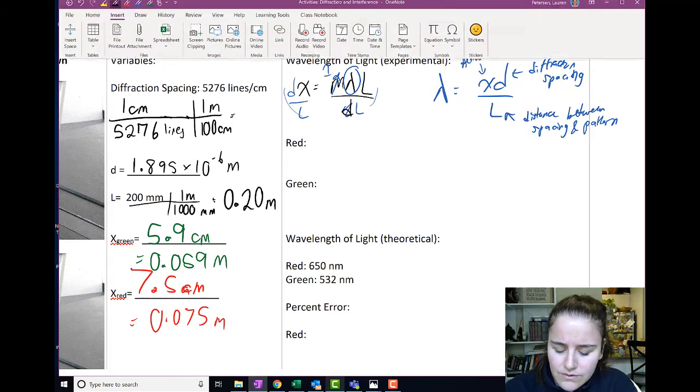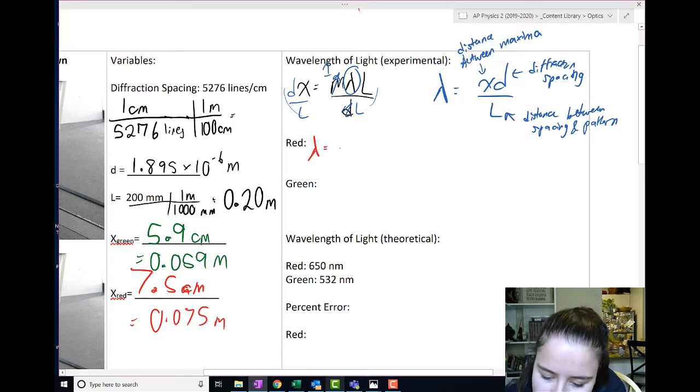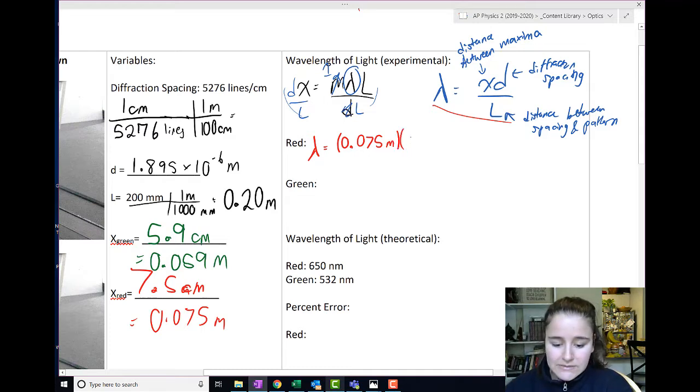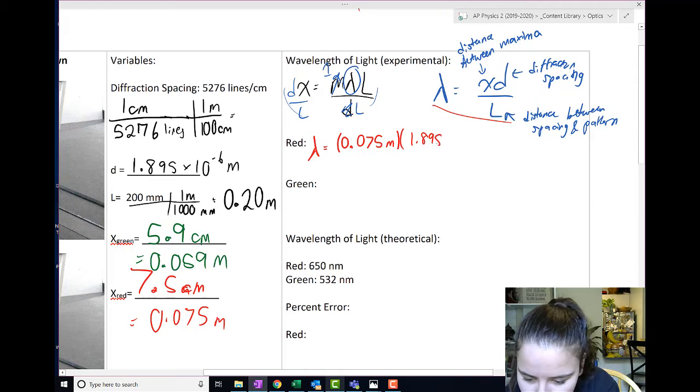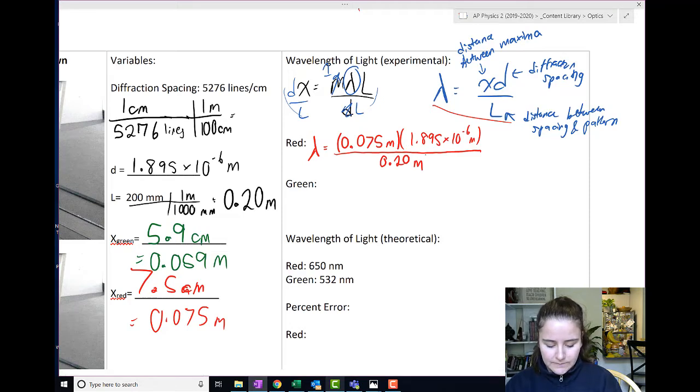Okay, so first for our red, I'll solve it out in red. The wavelength of the red light, again, we're using this equation, will be the distance between the maxima, 0.075 meters, times the diffraction spacing, 1.895 times 10 to the negative 6 meters, divided by L, the distance between the spacing and pattern, 0.20 meters. So we plug that into our calculator.